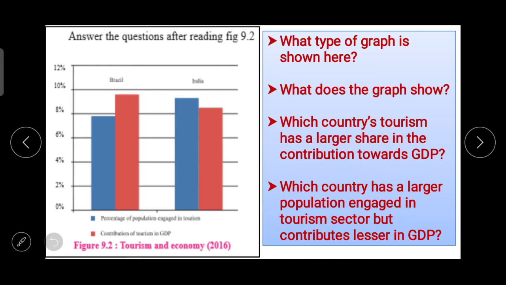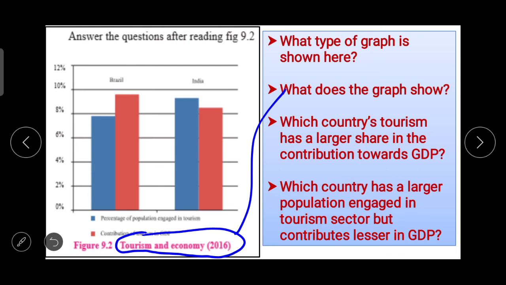Now one more figure, 9.2, tourism and economy. What type of graph is shown here? You people already learned about the types of graphs. So the first question is all about the type of graph, and you have to write the answer. What type of graph is shown here? What does the graph show? The graph shows tourism and economy of the year 2016.